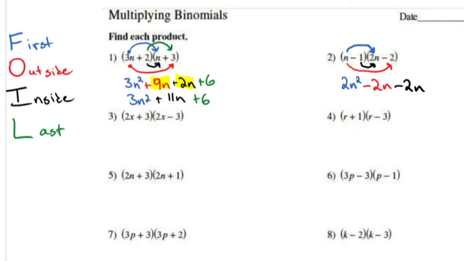And then last terms is going to be this negative 1 times this negative 2. It's going to give me positive 2. Two negatives gives me a positive. And almost always we'll have to combine our like terms in the middle. So in this case, again, I have this negative 2n and negative 2n, so I need to combine those together. So I have 2n squared. Negative 2 and negative 2 gives me negative 4. And then positive 2.